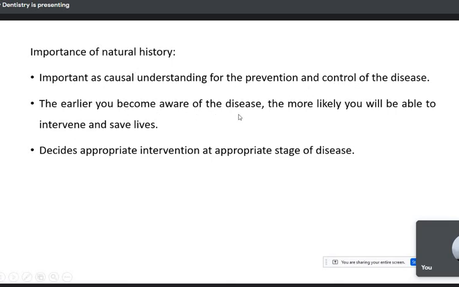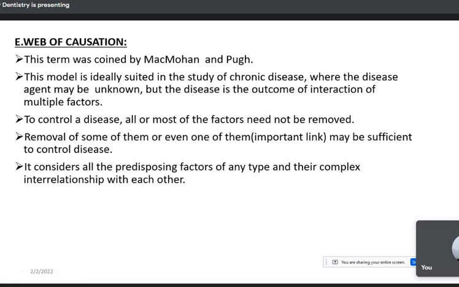The earlier you become aware of the disease, the more likely you will be able to intervene and save the life. Okay, and the other is the web of causation. When you see web, what do we understand? Web means like a spider web. The disease is also explained that way, that there are many factors which are causing the disease, but those factors can be interrelated.